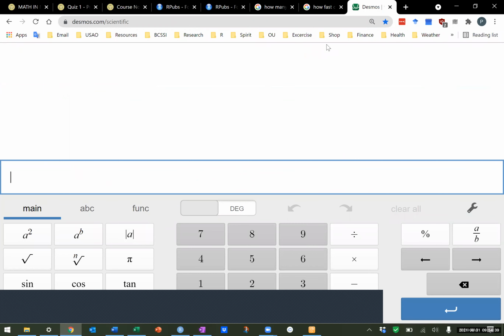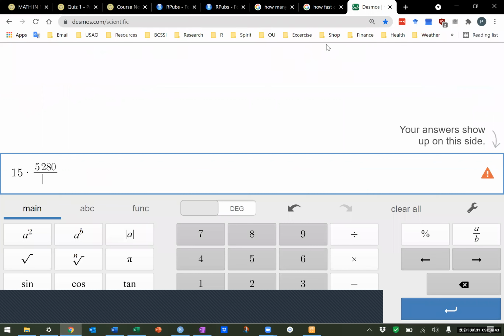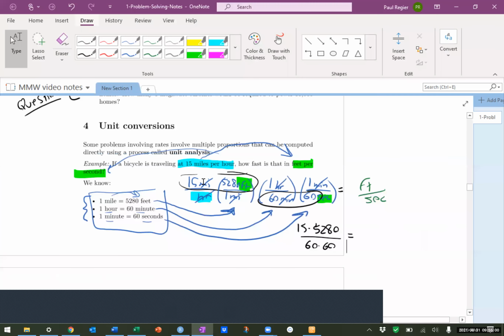If I do 15 times 5,280 divided by 60 times 60, Desmos is smart. It's going to put the 60 on the bottom, and that's the same thing as saying this here. So our answer is 22 feet per second.